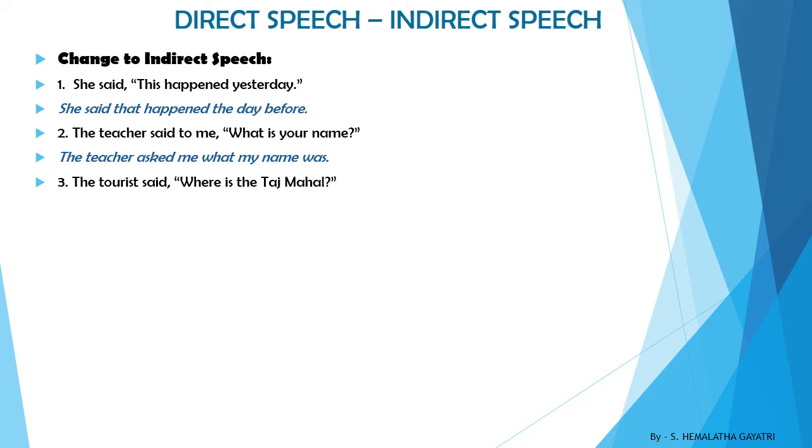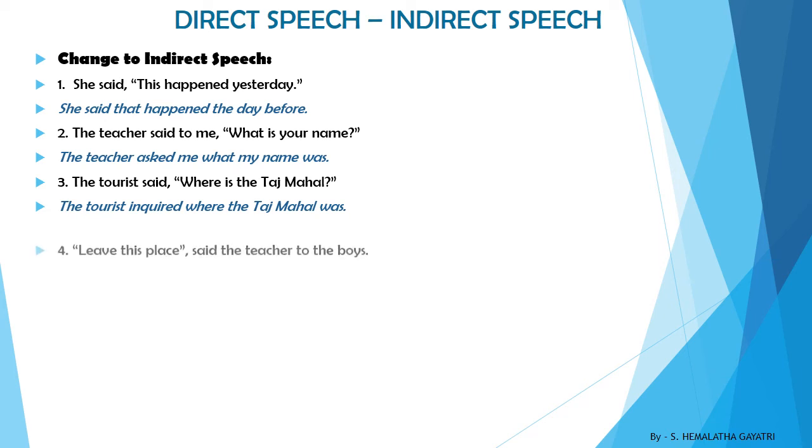Next one. The tourist said, where is the Taj Mahal? The tourist is asking, he is inquiring. So we can change the reporting verb here. Like how? Like this. The tourist inquired where the Taj Mahal was. So he is inquiring about the Taj Mahal when he is on a tour to reach that place. So now we can change the reporting verb said to inquired. Where is the Taj Mahal will change to where the Taj Mahal was. So the tourist inquired where the Taj Mahal was.